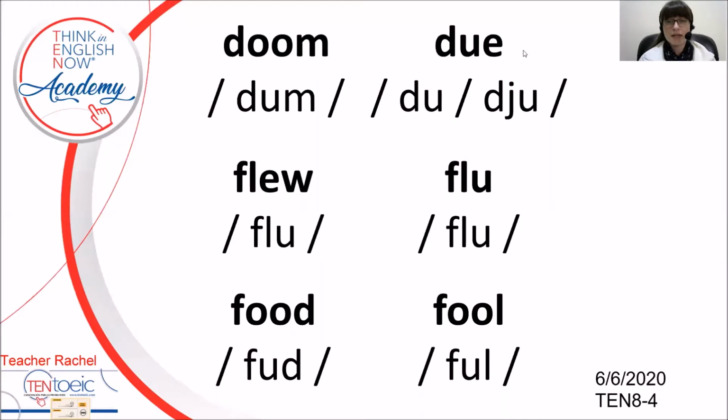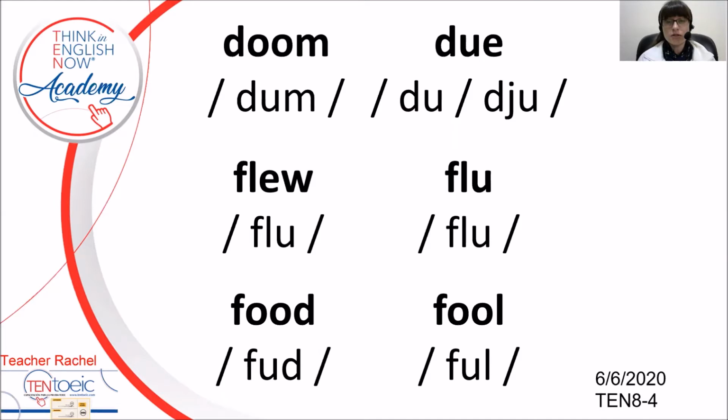Doom. This is something that will happen to you if you do bad things, similar to the word fate. For example, the little boy didn't do his homework. He is doomed. It means something bad is going to happen because he didn't do his homework. Maybe the teacher will give him a bad grade. He is doomed.